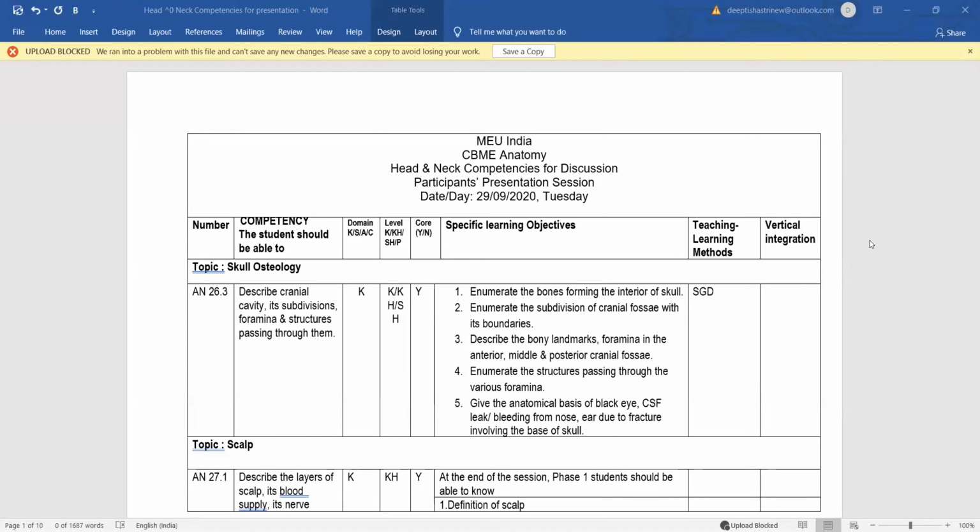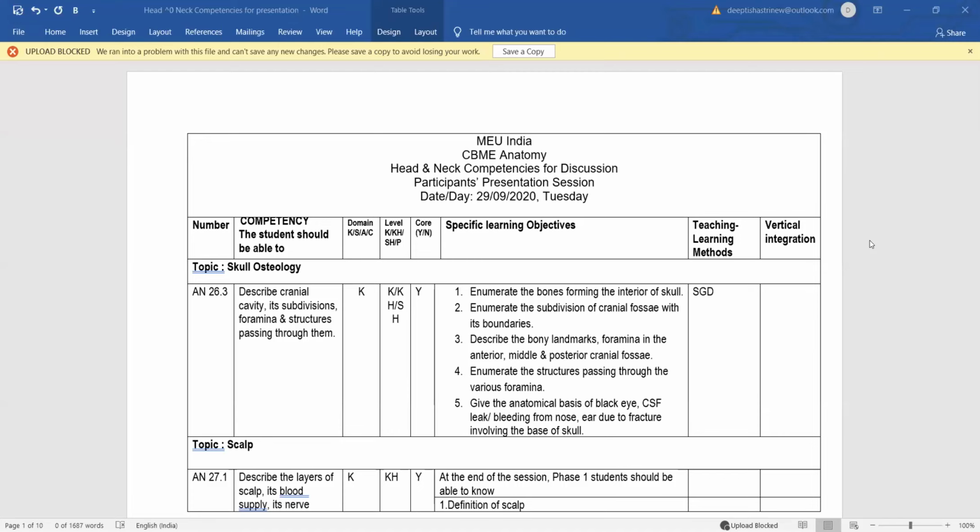And also, can we have domain and level of proficiency for each SLO, because they differ? Domain and level of proficiency is only for the competency, but the level of proficiency will differ for each SLO. Dr. Sharmila?